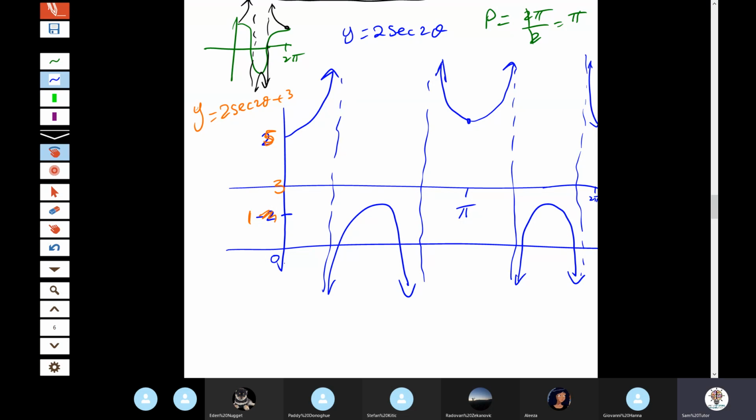Does that make sense? It looks like the graph's been moved up, doesn't it? Especially if I get rid of this line. Look at that.